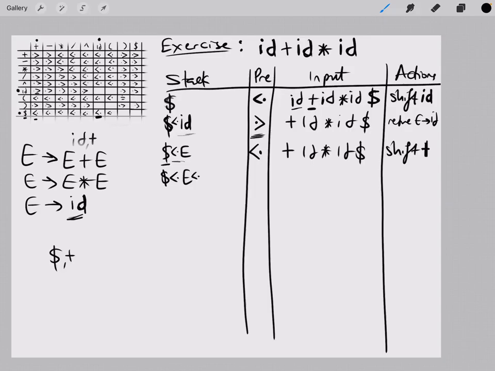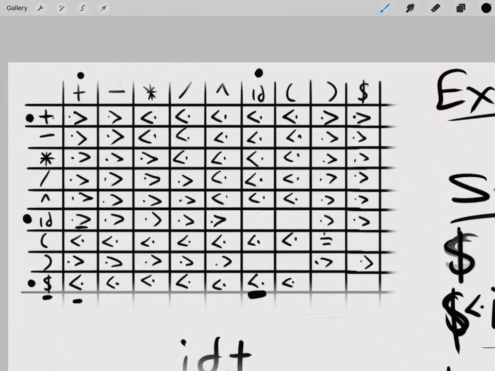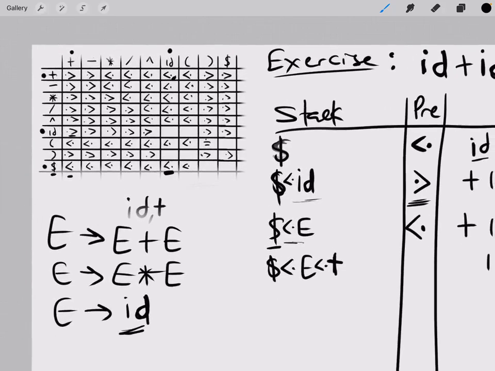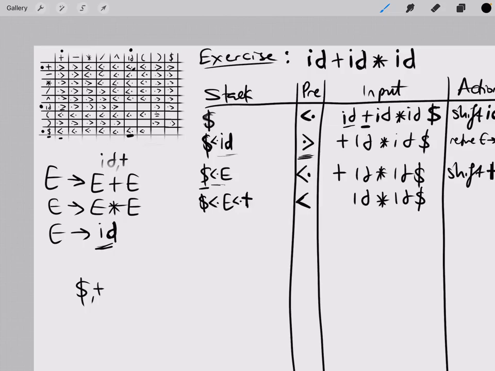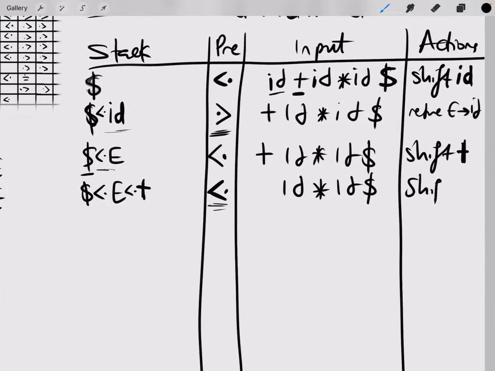We have this again. Then we have plus. Now plus and plus. What happens when we have, okay, not plus and plus. What is left on the input buffer is id plus id. Now plus will yield precedence to id. So we have plus and we have id. So plus yields precedence to id. What do we do when we have this symbol? We shift. So we shift id.